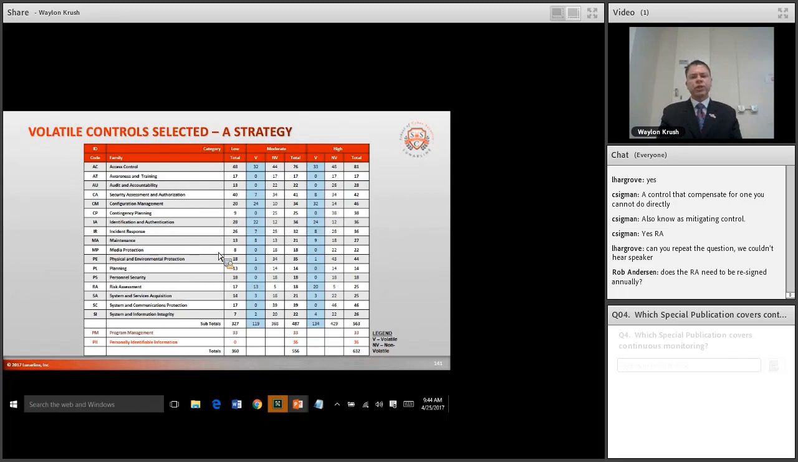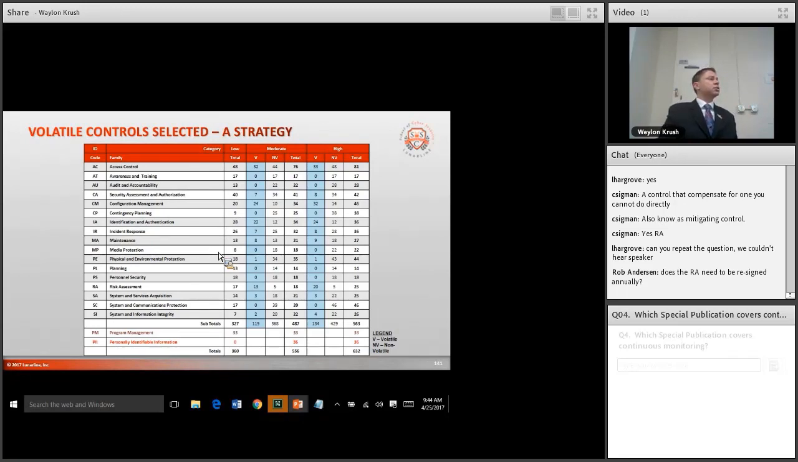And what this shows you is an example, in a continuous monitoring plan and strategy, of some of the volatile controls, whether they're volatile. So you see the ID. The ID is the family out of NIST Special Publication 800-53. And then it has the name of the family there. The total for low, moderate, and high. And you see the program management and then the different PII-specific controls. V means volatile, and NV means non-volatile.